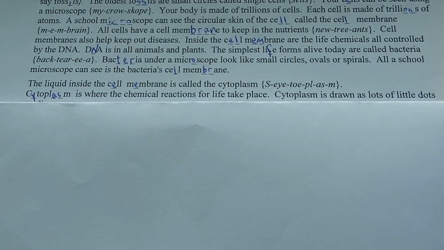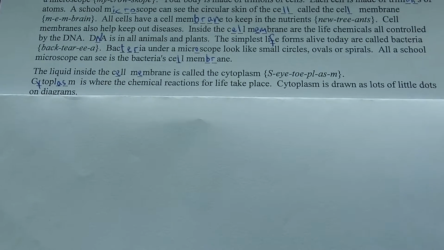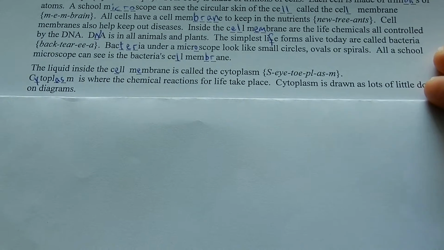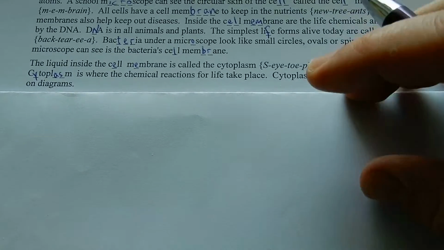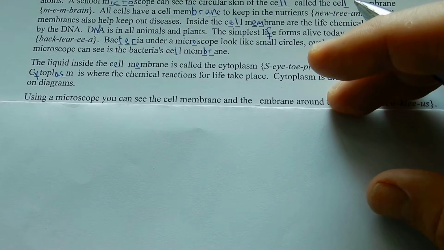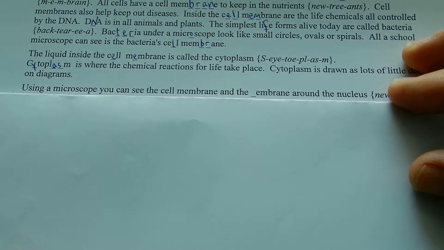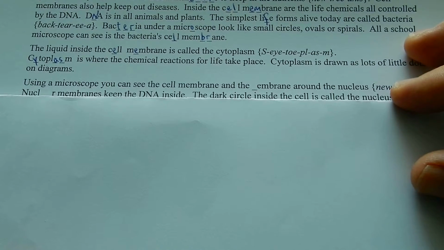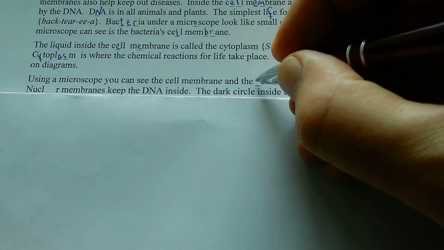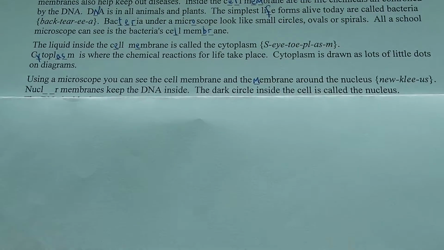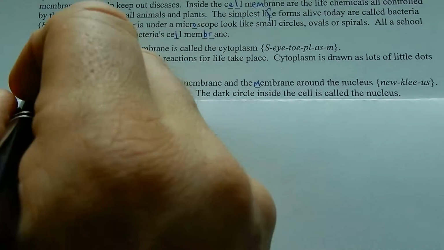Cytoplasm is drawn as lots of little dots on diagrams. Or people just leave it as blank. The blank bit in the cell is also the cytoplasm. Using a microscope, you can see the cell membrane and the membrane around the nucleus. Nuclear membranes keep the DNA inside.